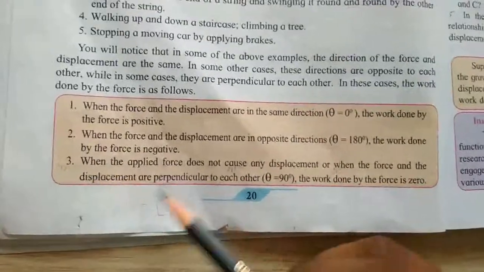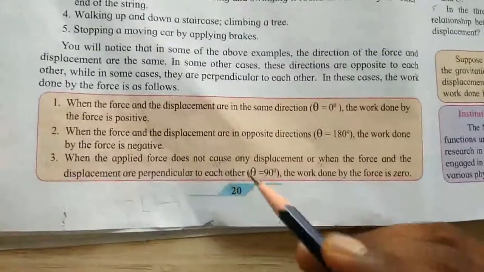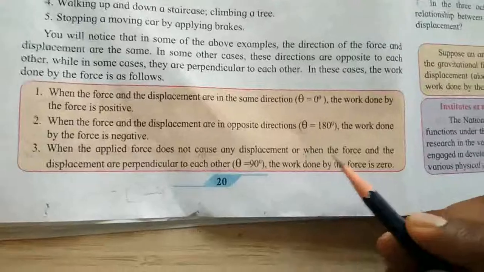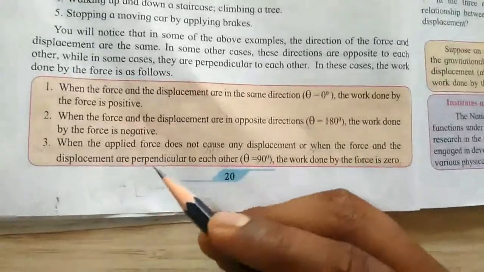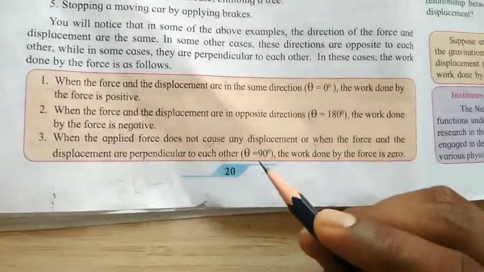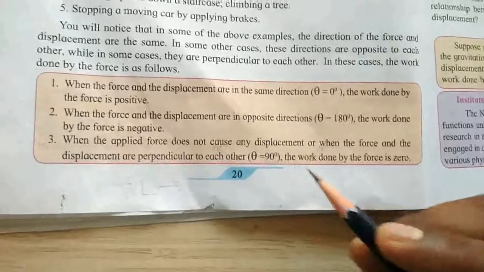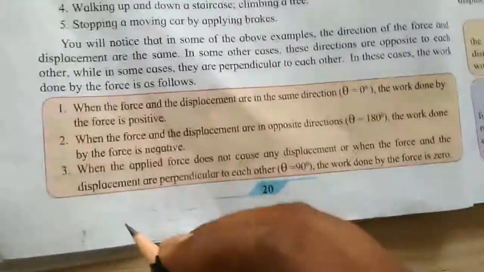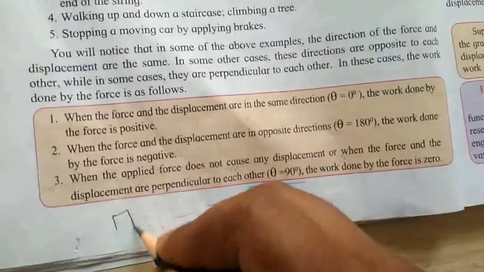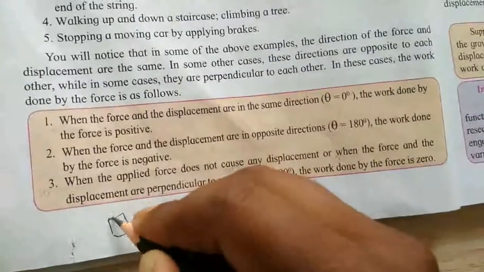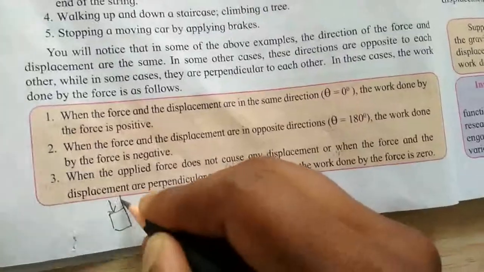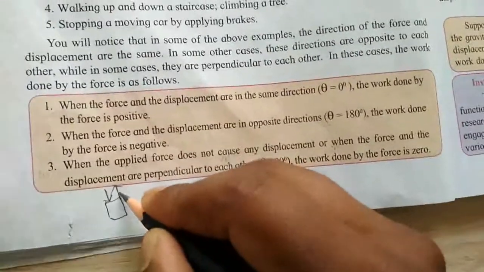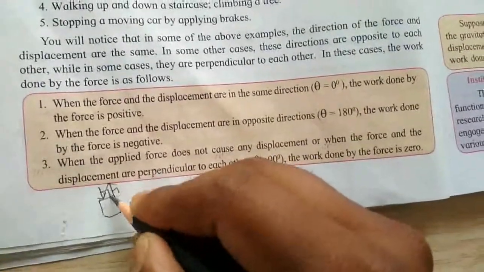The third condition is when the applied force does not cause any displacement, or when the force and the displacement are perpendicular to each other, that is theta is equal to 90 degree, the work done by the force is 0. For example, suppose this is a vehicle, and if we apply the force like this or like this, it is perpendicular, here the angle is 90 degree.